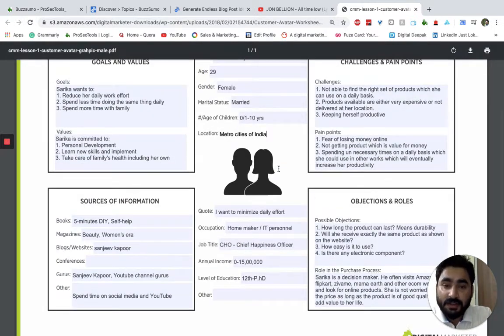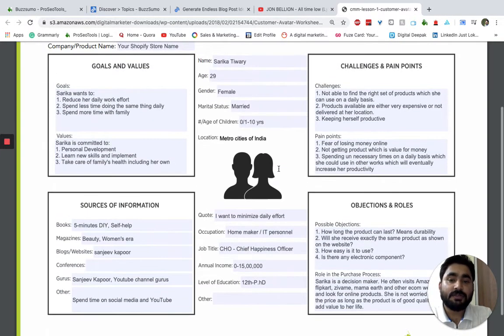Location can be anything, like metro cities of India or all over India. Since I am focusing on kitchen products which will minimize the daily effort, Sarika can end up saving a lot of time and use that time on her personal development, working on building some other skills which she can utilize to develop her personality.